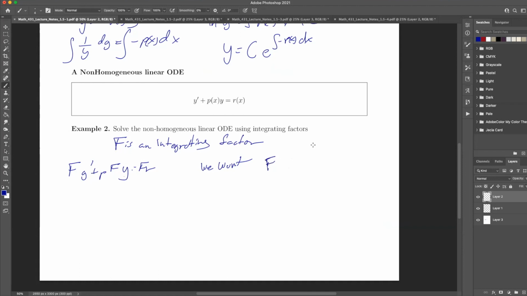Let me wander a journey with you for one second. Here, I want that f y prime plus f prime y equals the derivative of f y. The reason I want this is that if I can do this, I can collapse this into just f prime y and then just integrate. That's what I want to do. So what does that mean? Well, that means I want p f equal to f prime, because here I have p f.